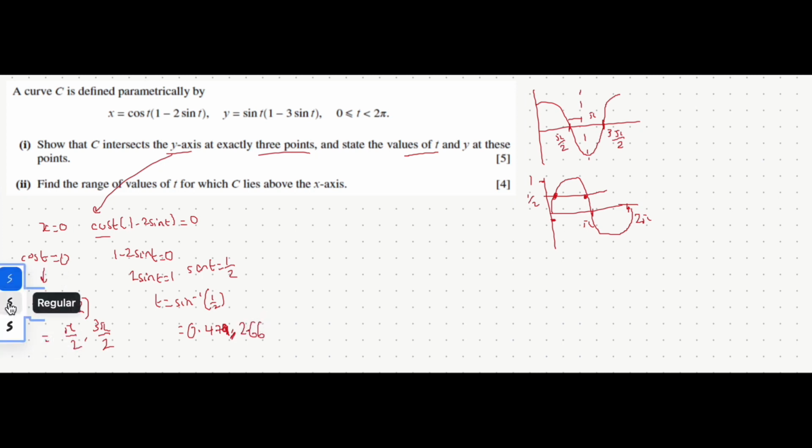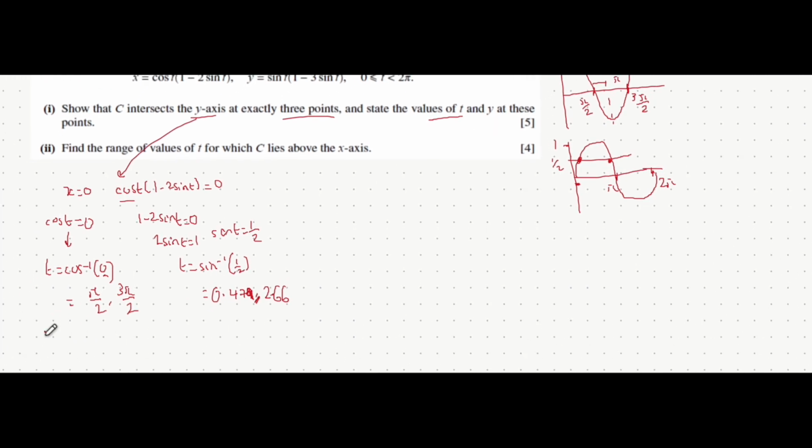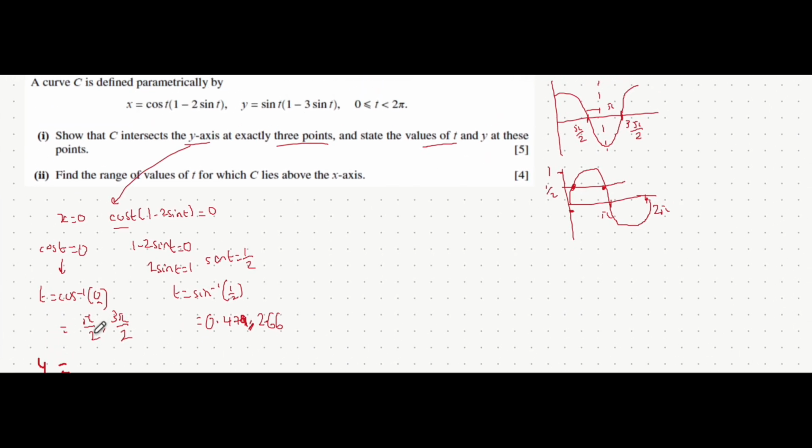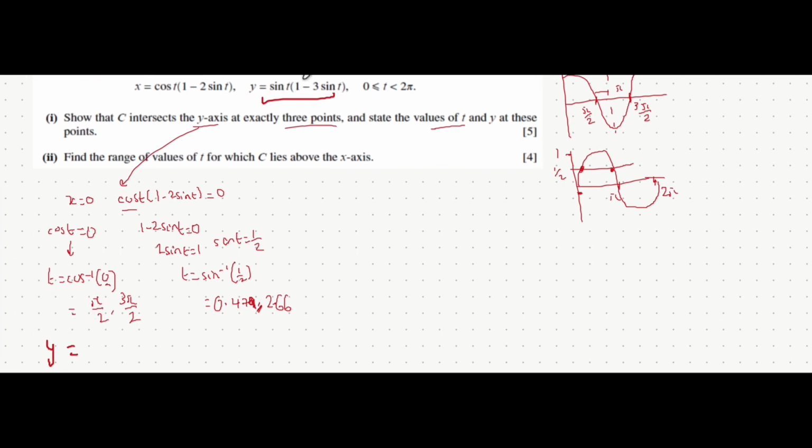I'm going to increase the thickness of the pen because I'm realizing that it's a bit difficult for you guys to read. But those are the t values, and then you find the y values at those points. All you have to do is substitute those t values into this equation. So for example, when t equals pi over 2, it will be sine of pi over 2, and then in brackets 1 minus 3 sine pi over 2. In this case, that will equal a value of minus 2. When you put t equals 3 pi over 2 into this expression, you get a value of y equals minus 4. When you put t equals 0.479 into the expression, you get a value of minus 0.176.